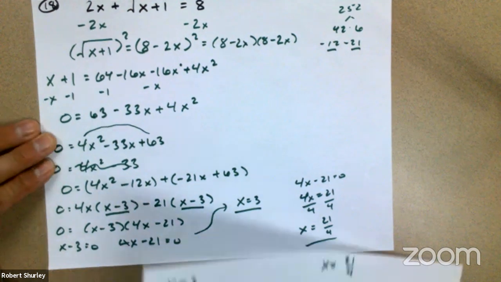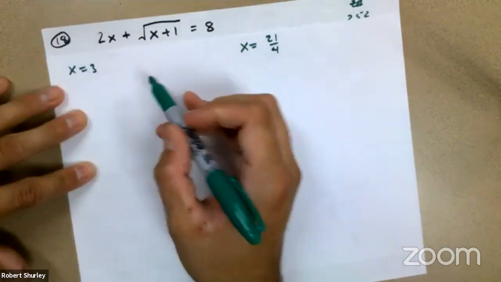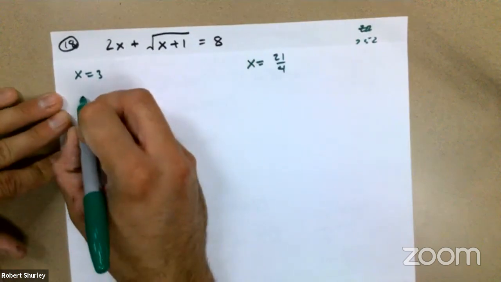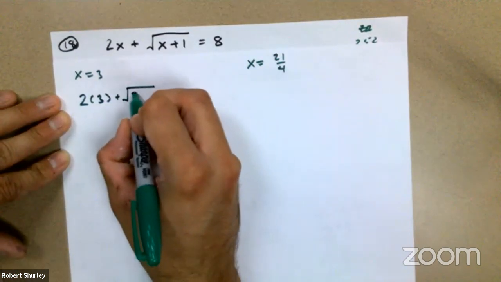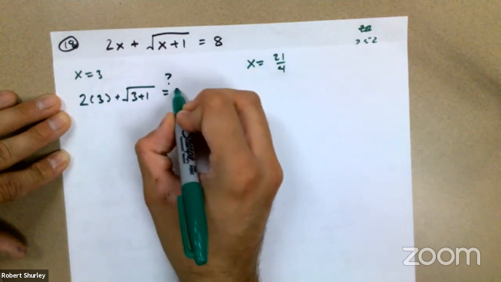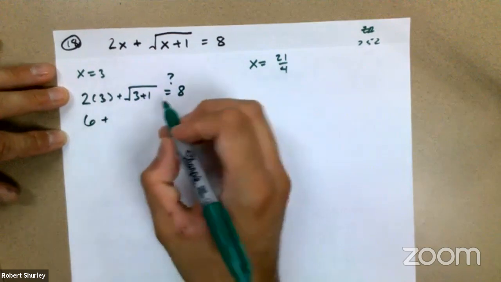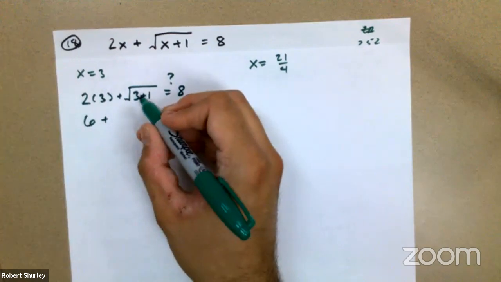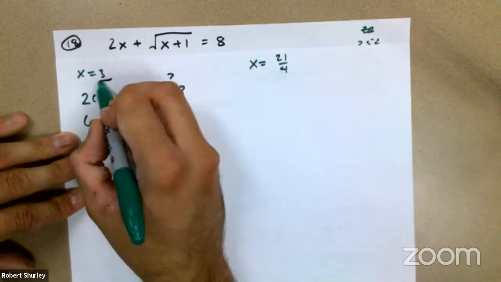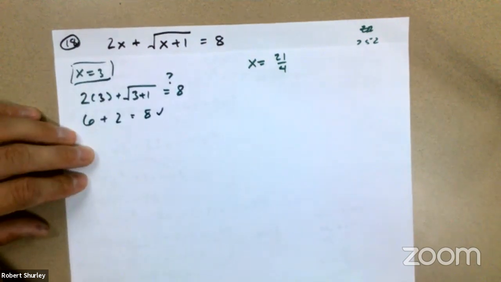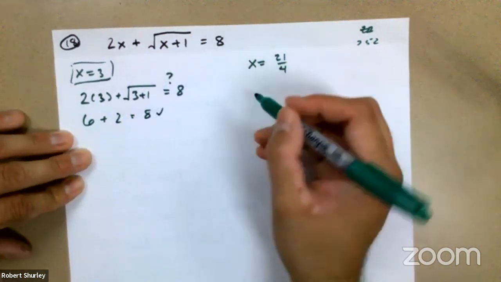Okay, so let's go back up here and I'm going to check both of these, right? Let's do x equals 3 first. So we get 2 times 3 plus the square root of 3 plus 1. And I want to know, is that equal to 8, right? 2 times 3 is 6, plus, now this is 4, the square root of 4 is just 2. Yeah, this one works out. This is what I was talking about. Like, this is a normal solution, right? Okay, let's check out 21 fourths.